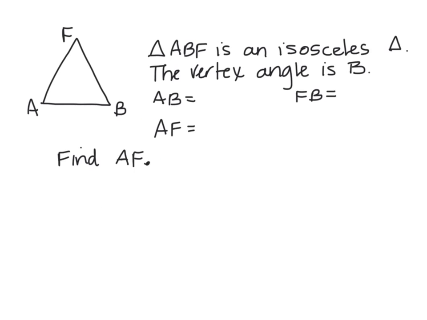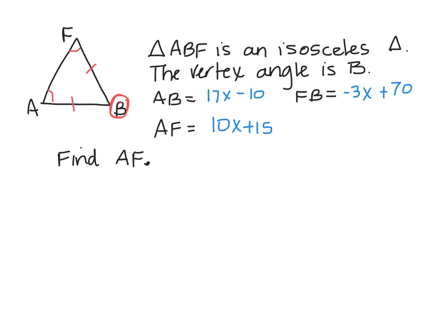Triangle ABF is an isosceles triangle. The vertex angle is B. What does that mean? If this is the vertex angle, it means that it's the top of the triangle, which means this side and this side are congruent. In an isosceles triangle, it also would mean that this angle and this angle are congruent.